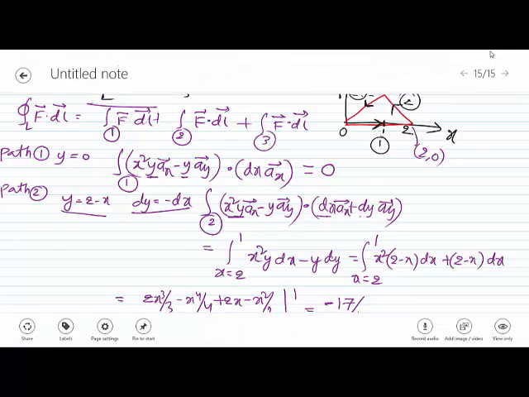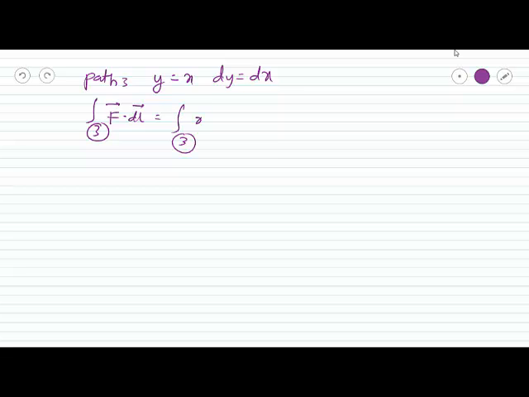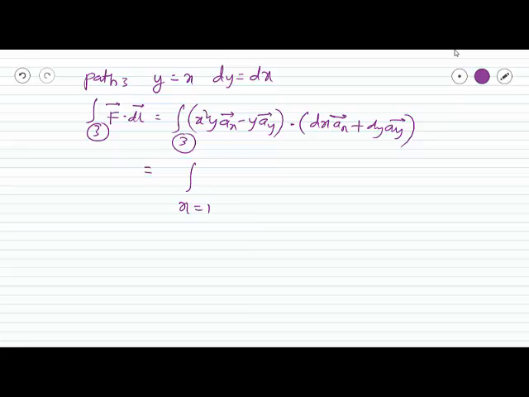For path 3, y equal to x, so dy is equal to dx and x is varying from 1 to 0. So for path 3, the integral of f bar dot dl bar is equal to the integral over path 3 of x square y ax bar minus y ay bar dot dx ax bar plus dy ay bar, where x is varying from 1 to 0 now. So what I will get is x square y dx minus y dy.